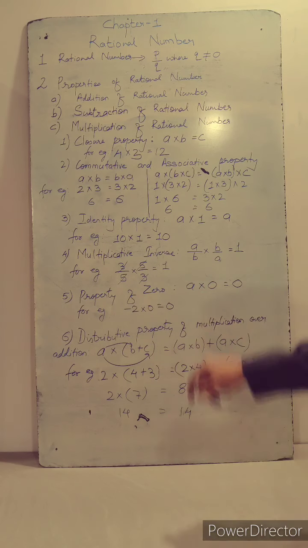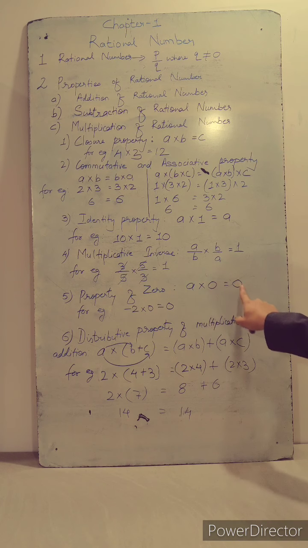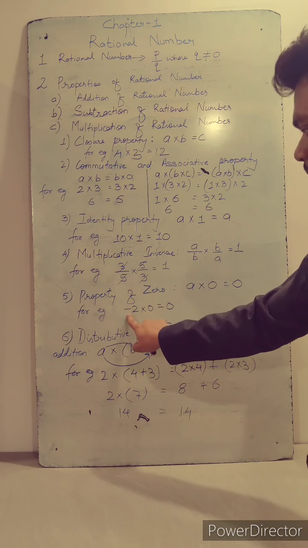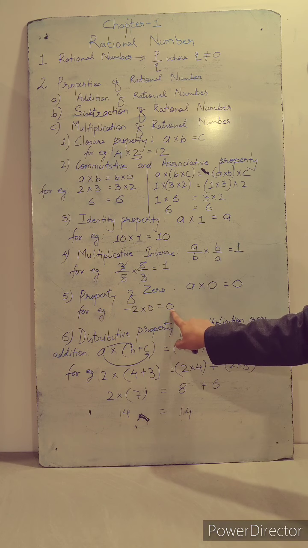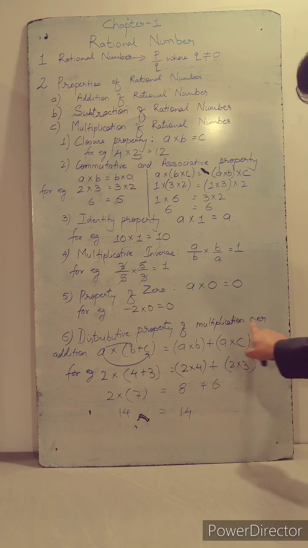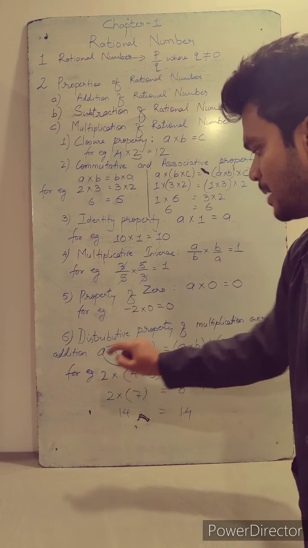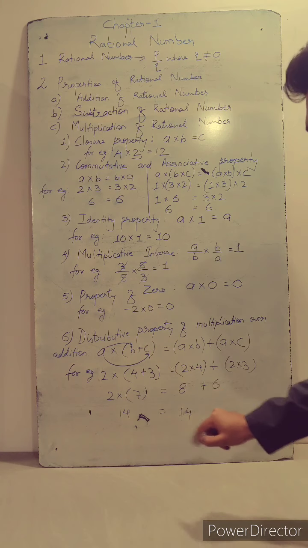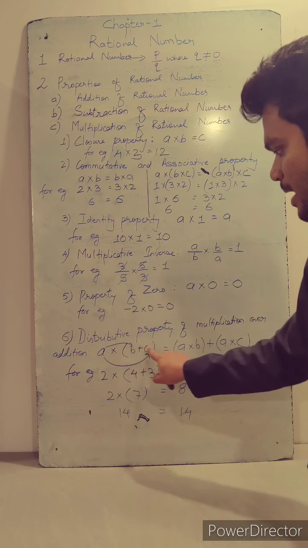Next property is property of 0, which states that whenever a rational number is multiplied by 0, the result is always 0. For example, minus 2 is a rational number; when multiplied by 0, the answer is 0. The last property is distributive property of multiplication over addition, which states that A multiplied by B plus C is equal to A multiplied by B plus A multiplied by C.